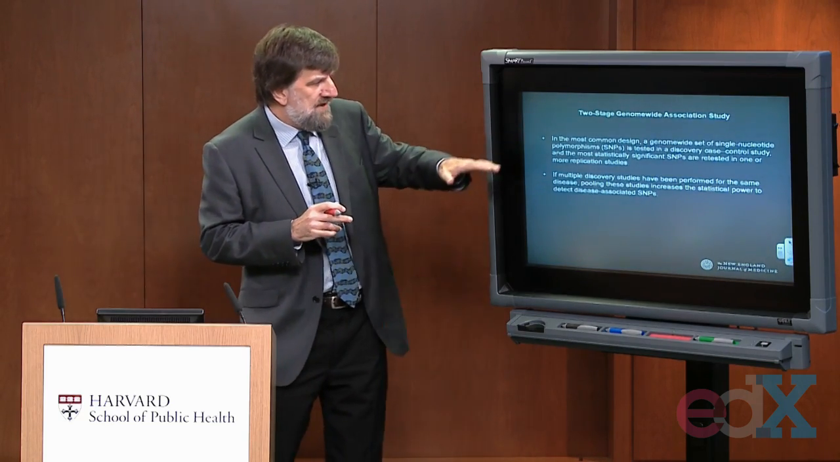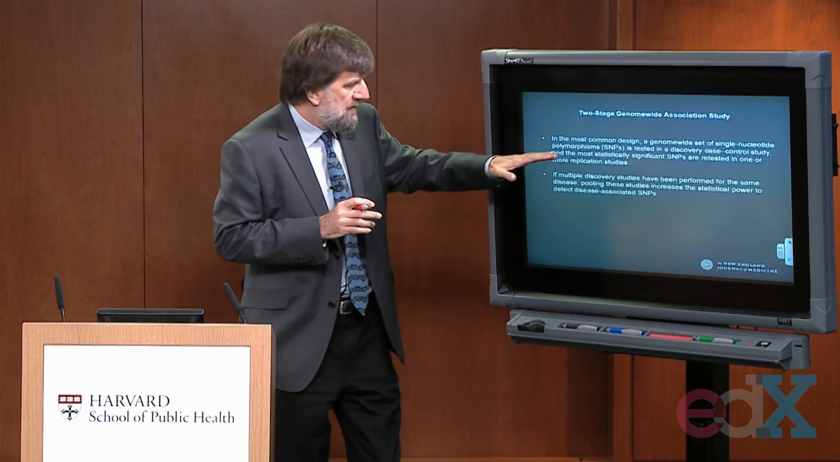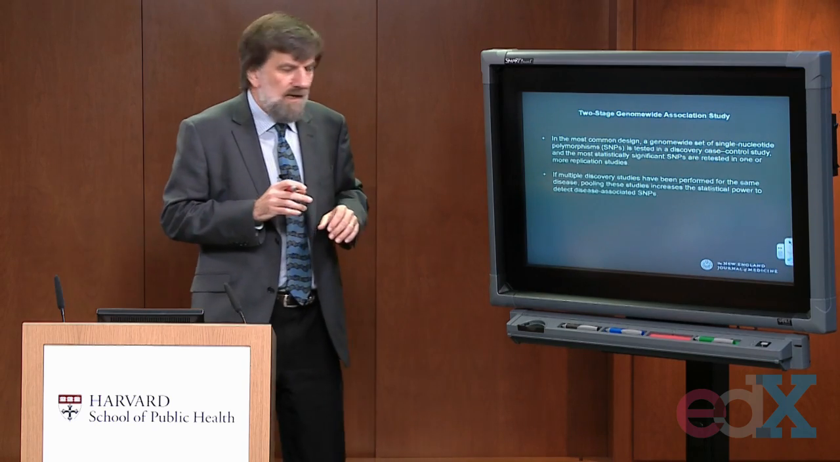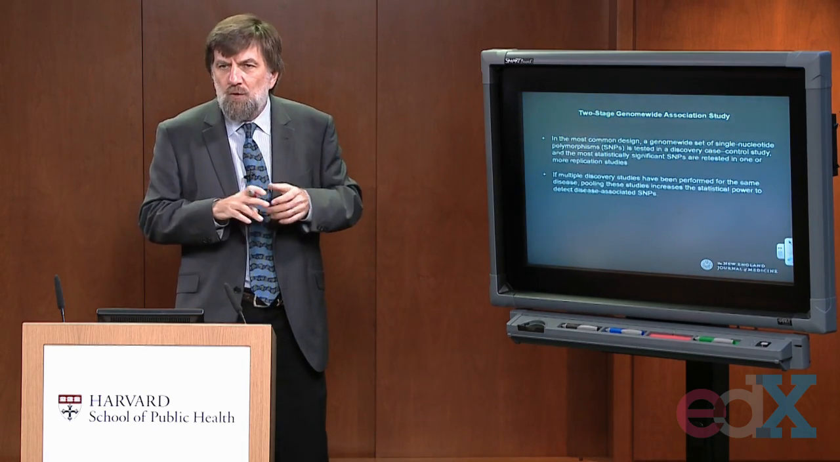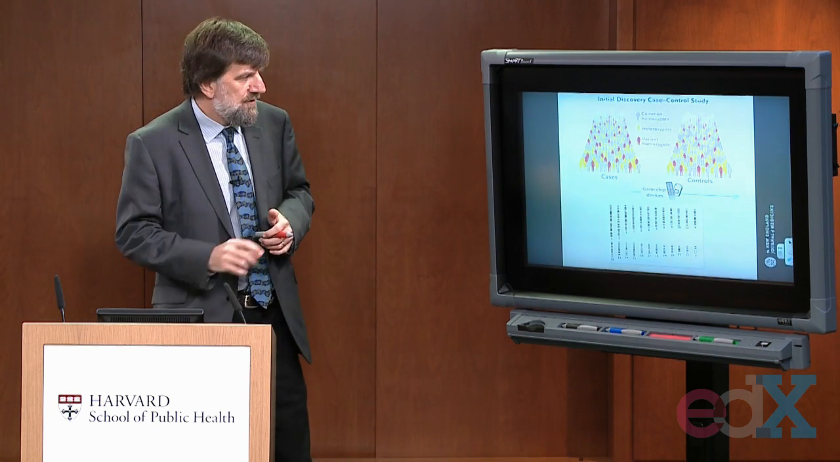So the genome-wide study, again, we can talk about single nucleotide polymorphisms, but just think of these as genetic variants. It's the most common type of variation in the genome. And we take the results of the first stage and take a handful of the results into the next stage and test for association.